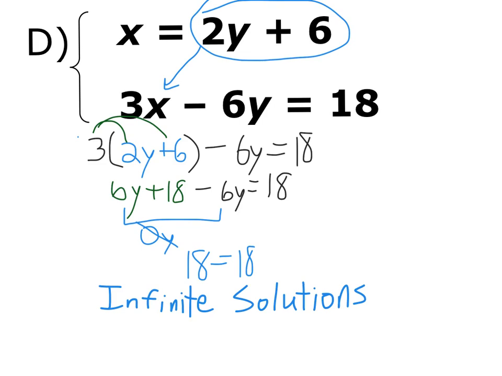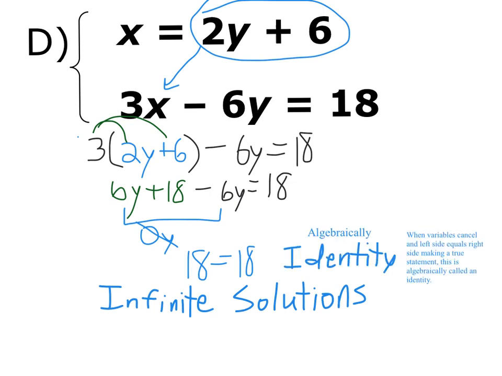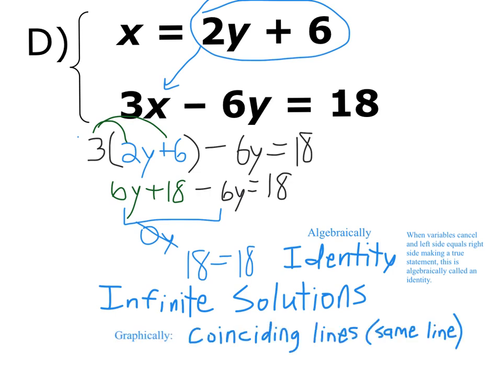When this happens, when my variables cancel and I'm left with an equation that is true, we call this an identity. Graphically, since I have infinite solutions, that means that these two equations have to be the same equation, meaning that we have coinciding lines. So algebraically, when your left side equals your right side after the variable is canceled, we call that an identity. Graphically, you would have seen coinciding lines, and this means that my answer to this system of equations is infinite solutions.